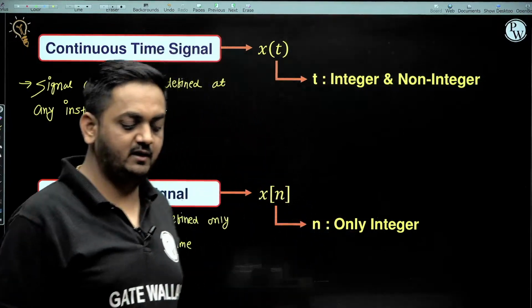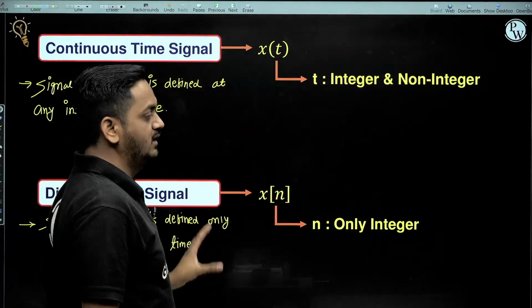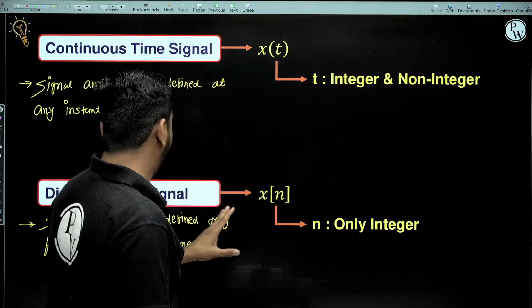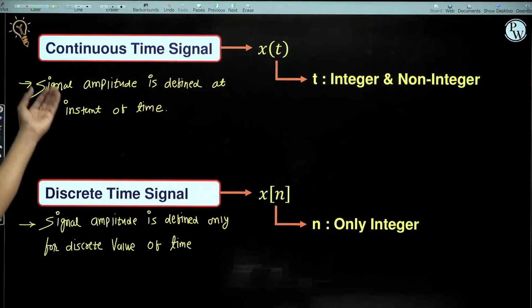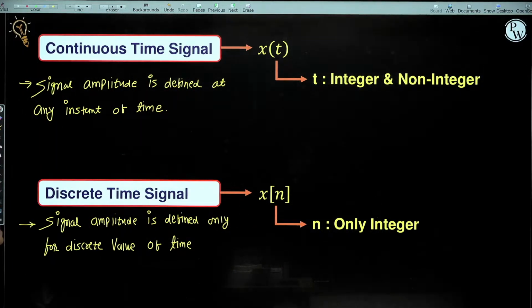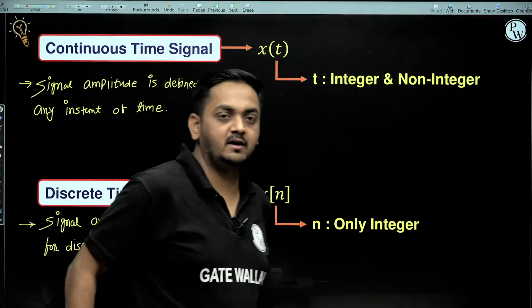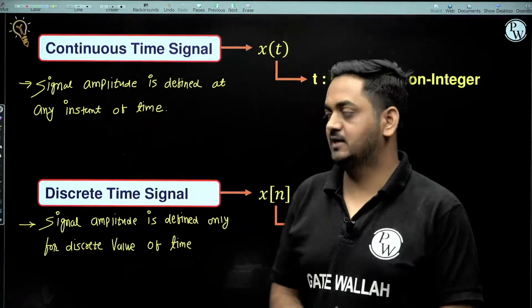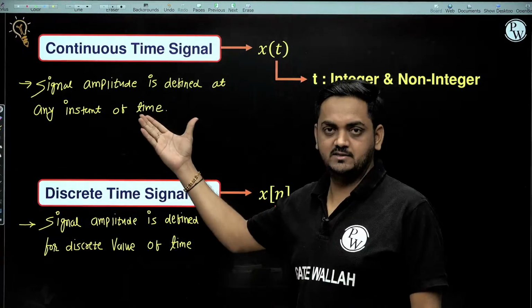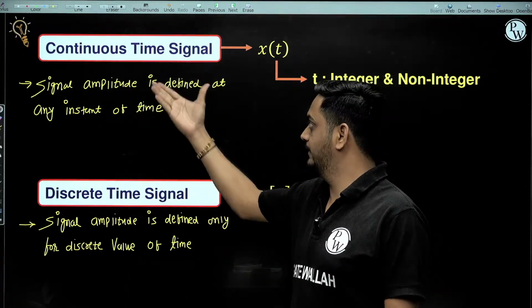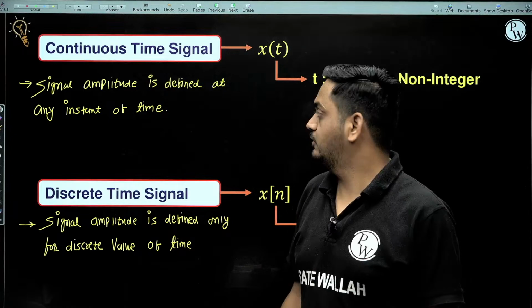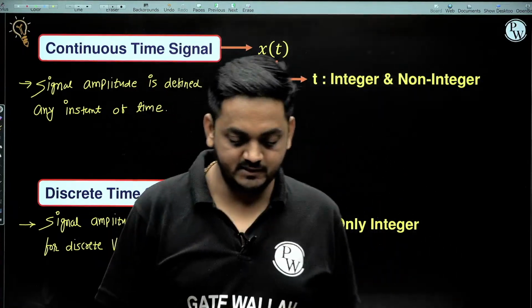Yes, I am explaining continuous amplitude signal also, don't worry. Okay, is this clear? Any doubt in this? What is the meaning of continuous time signal? And what is the meaning of discrete time signal? Any doubt, guys? Mathematical representation, graphically also I will tell you. First of all, tell me the basic definition of continuous time signal and discrete time signal.